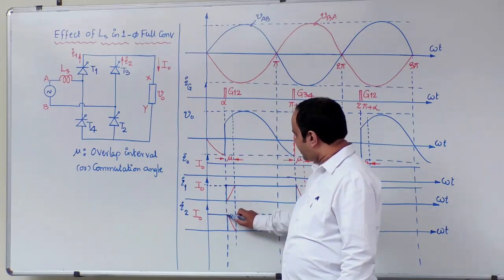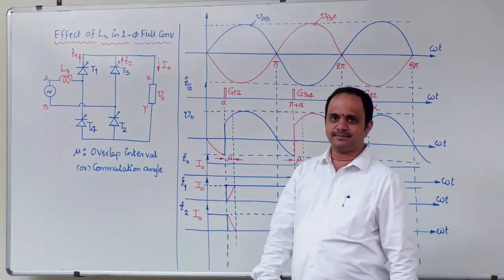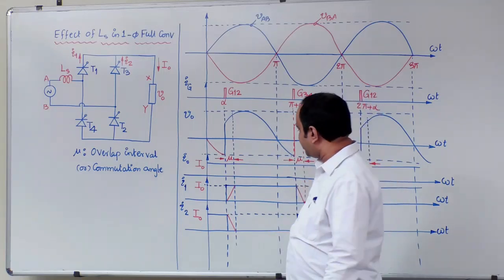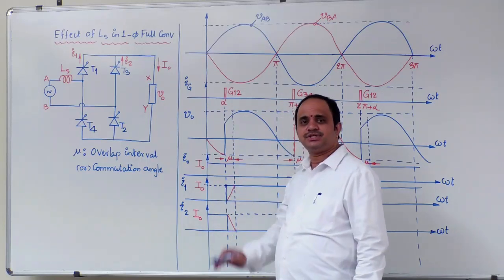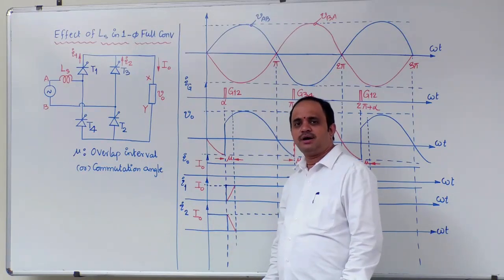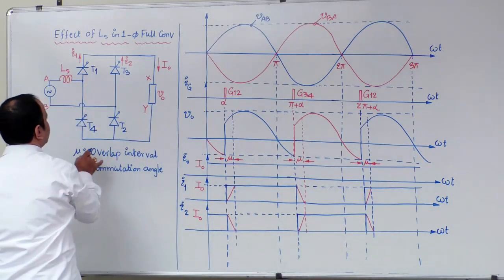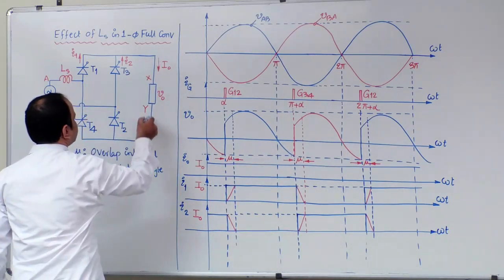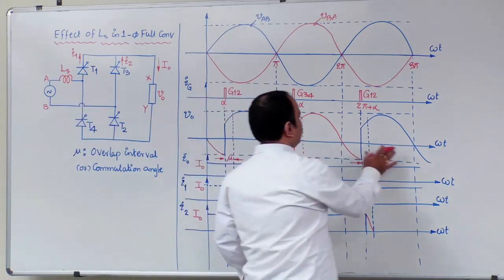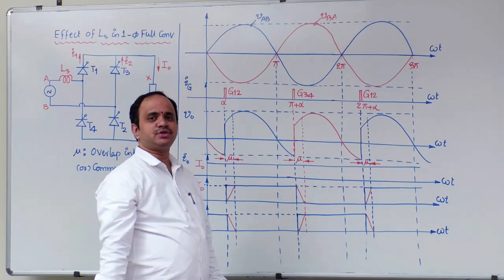Observe carefully here: during this overlap interval, one pair of devices' current is decreasing, and the other pair's current is increasing. Whether it is increasing or decreasing, the point here is that all 4 thyristors in this bridge are in conduction. Now when all 4 thyristors are in conduction, the voltage across the XY terminals will be 0.